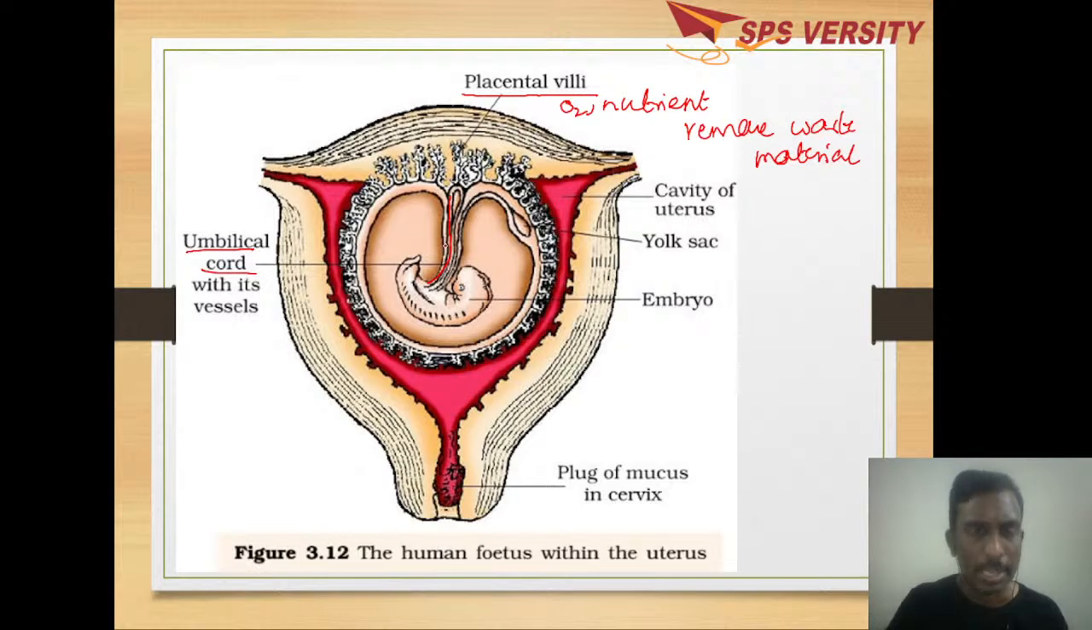Here you can see the umbilical cord and the layer which surrounds the fetus, which is called the placenta. This is the embryo, which develops into the fetus. This is the yolk sac. This is the wall of the fetus. During the development of the embryo, a plug is formed with the help of mucus in the cervix, so that it stays intact.